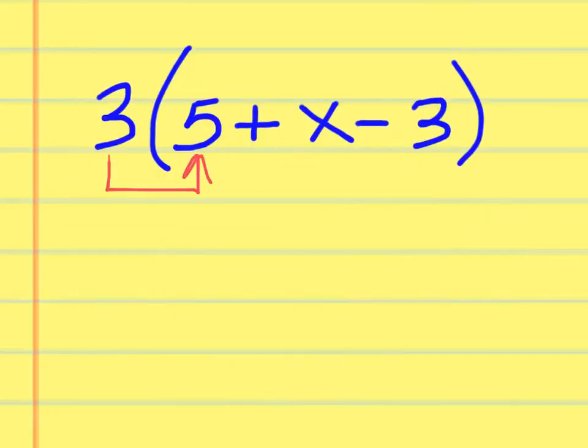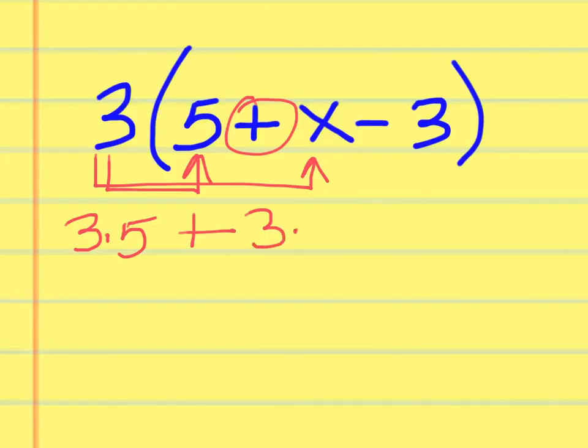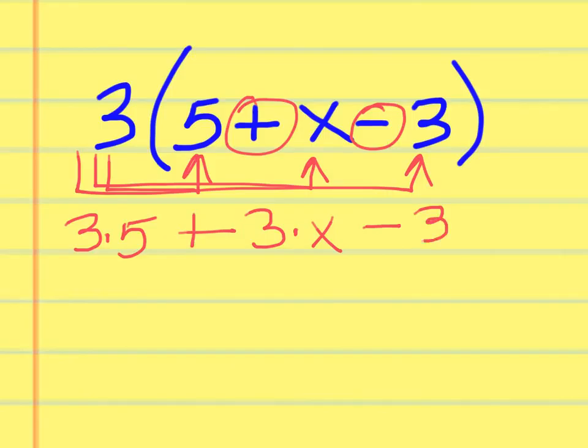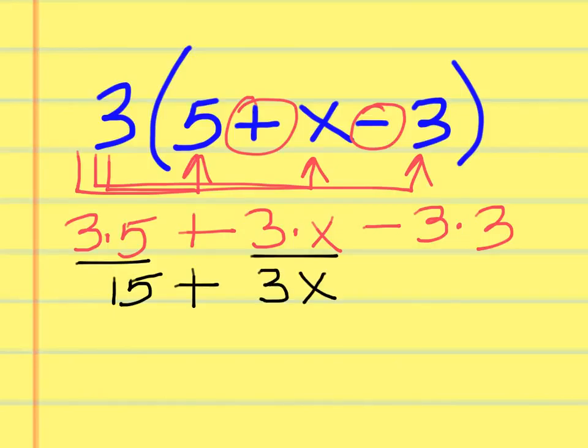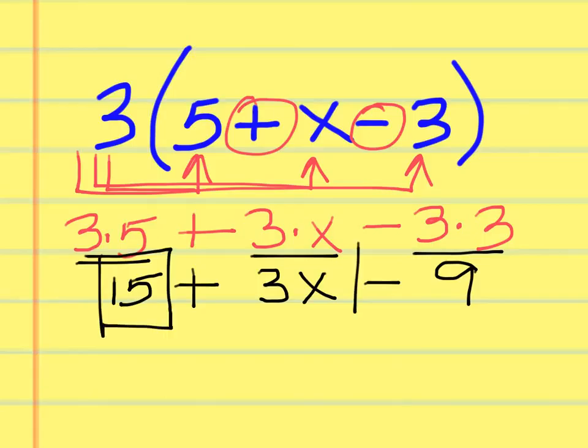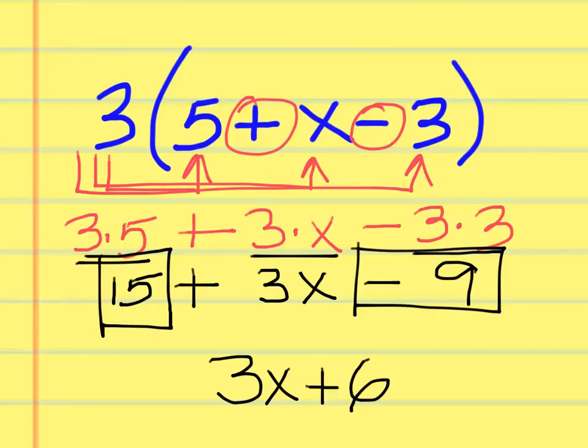Multiply 3 times 5. Keep your sign, plus. Multiply 3 times x. Keep your sign, minus. And multiply 3 times 3. 3 times 5 is 15, keep the plus. 3 times x is 3x, keep the minus. 3 times 3 is 9. 15 minus 9 is 6, so 3x plus 6 is the answer.